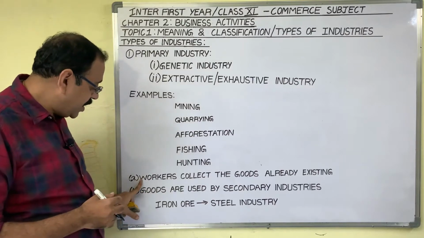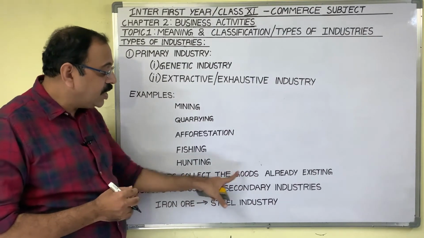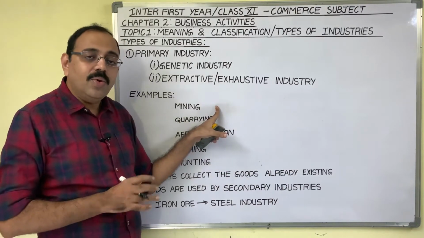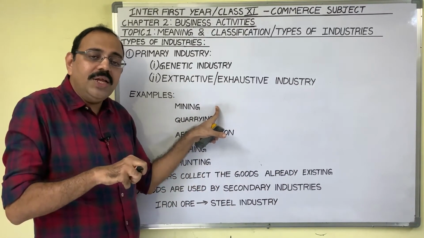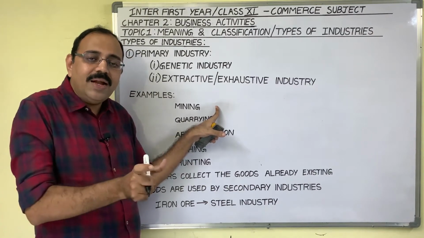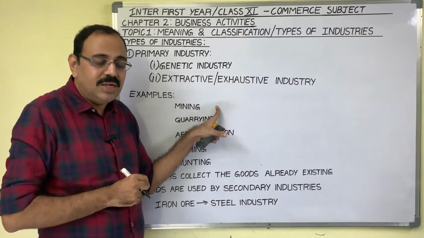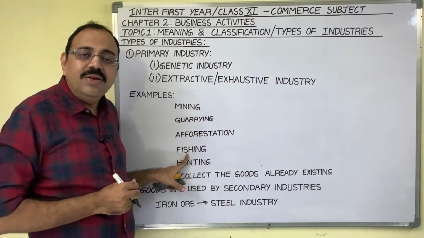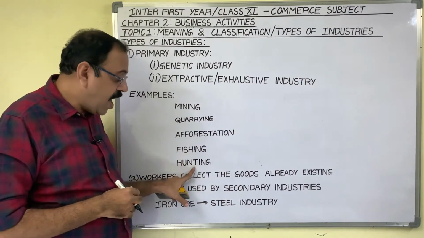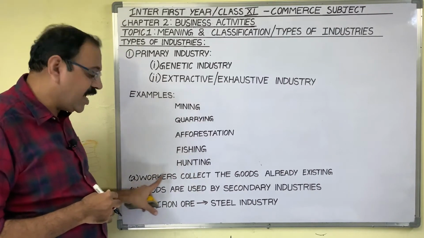In first category, workers simply collect the goods already existing. For example, take coal mine. Coal is collected and there is no need of changing that coal into another form. Directly it is sold to the customers. Take fishing. Fish is collected and directly sold to the customers. Even hunting also comes under the first category.